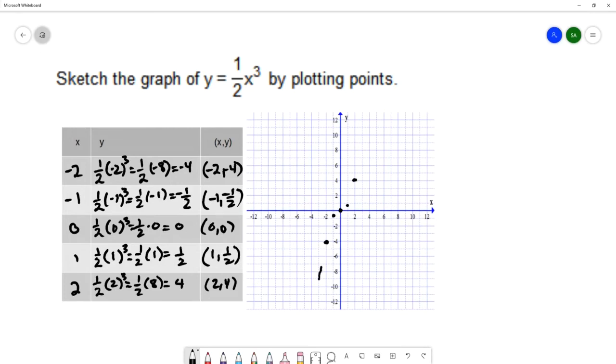If I connect these points and follow the pattern, here we have the graph of the equation y equals 1/2 x cubed, and all of the ordered pairs that are on this line will provide solutions to that equation.